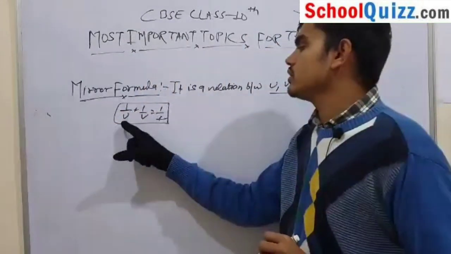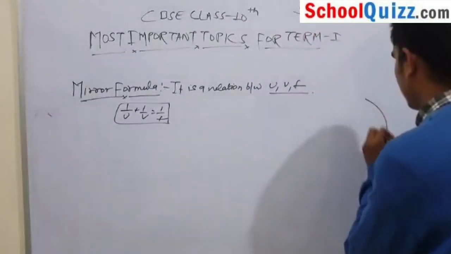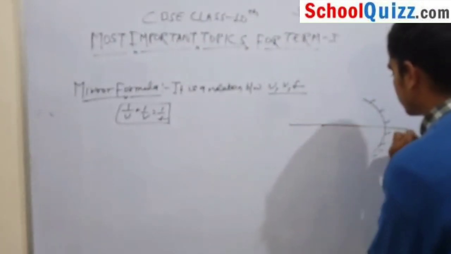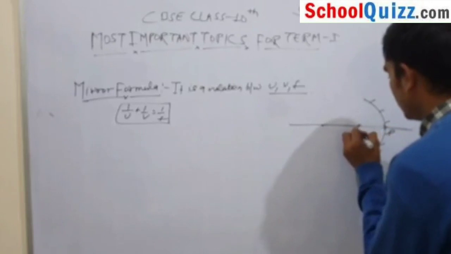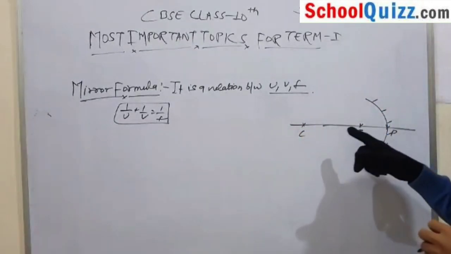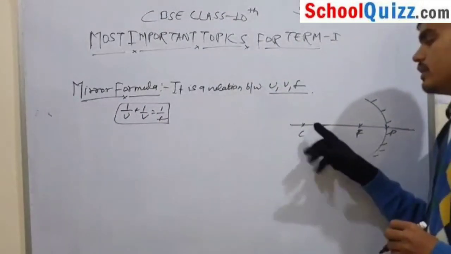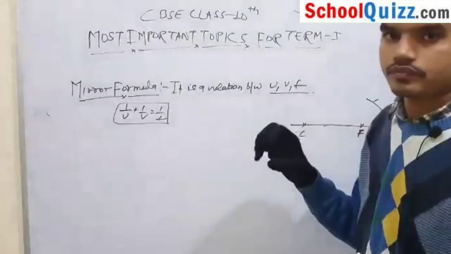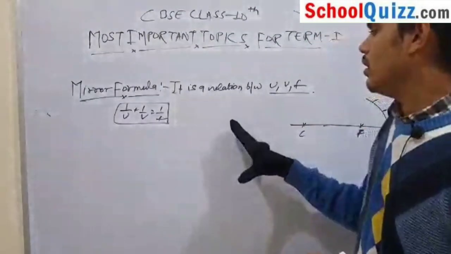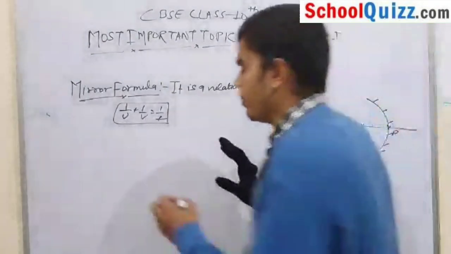Now, what are these terms U, V and F? Let's make a convex mirror and understand. Suppose this is the pole, this is the focus, and this is the center of curvature. You already know that this point is called pole, this is focus, this is center of curvature, because we have read it in our previous classes. So I want to tell you what U is.